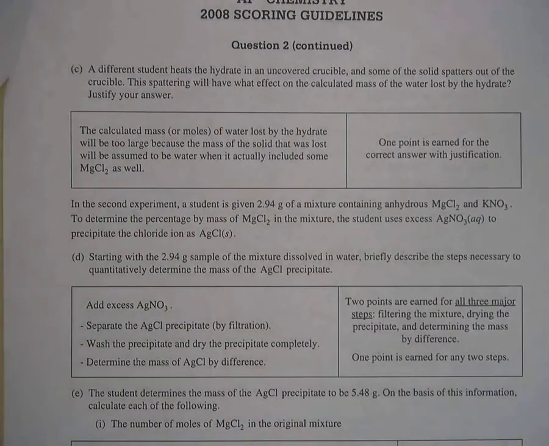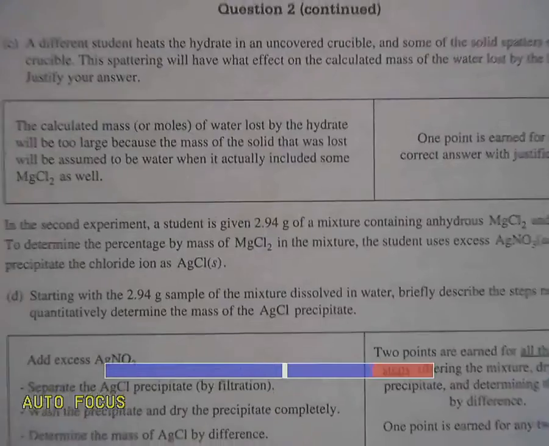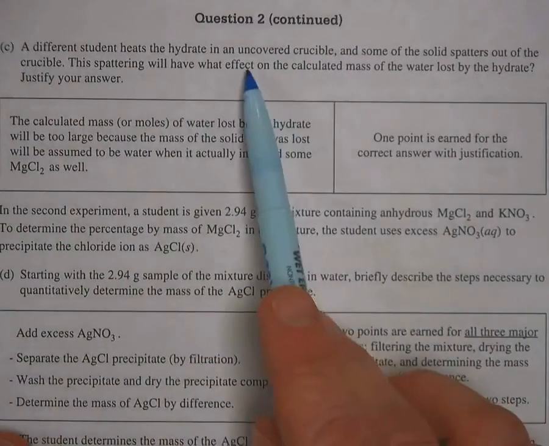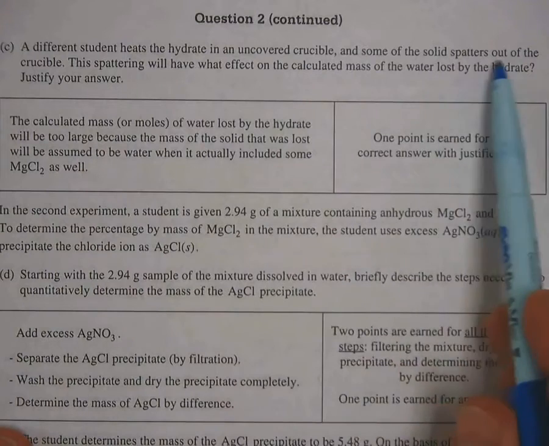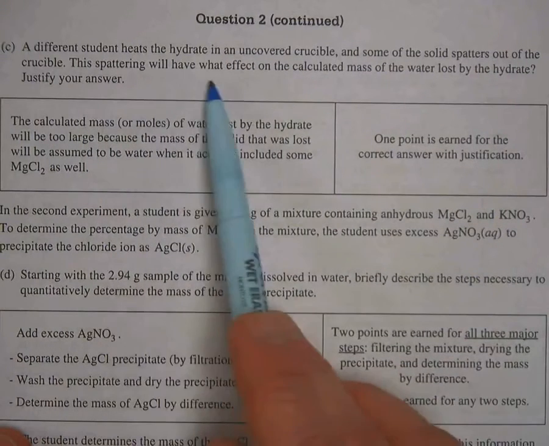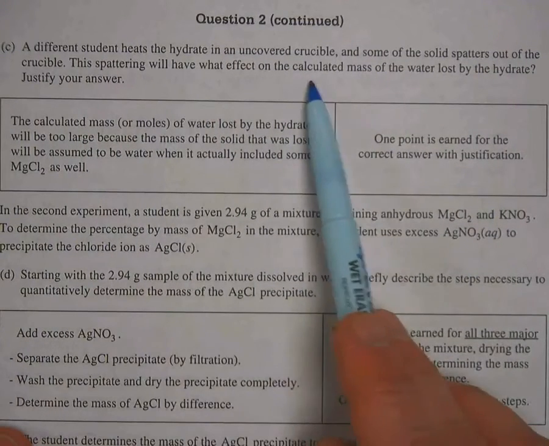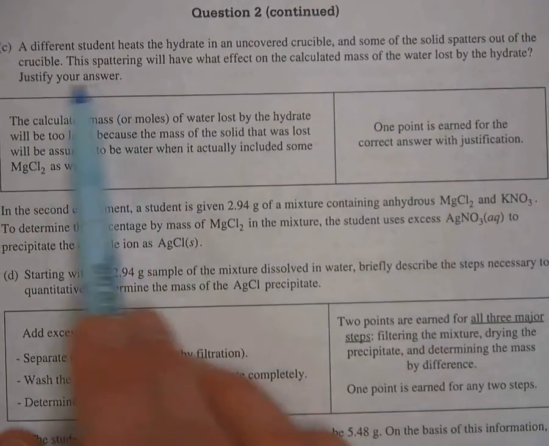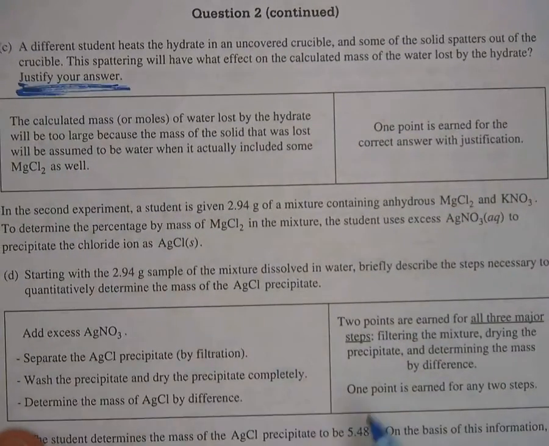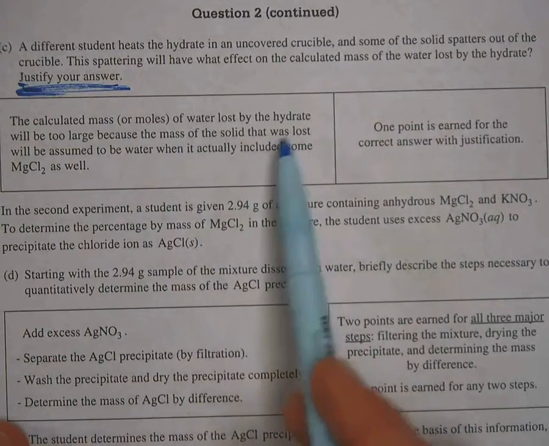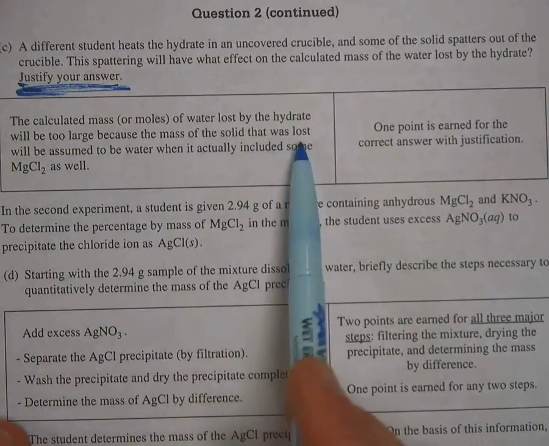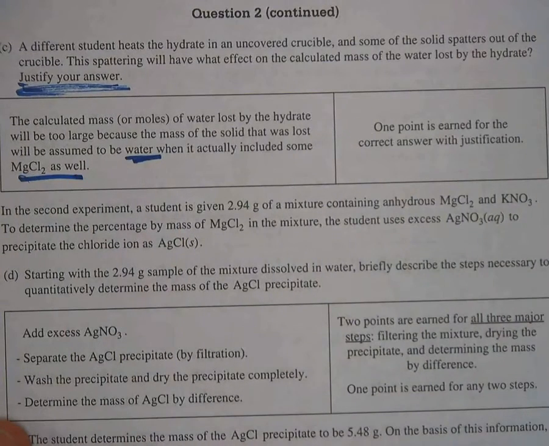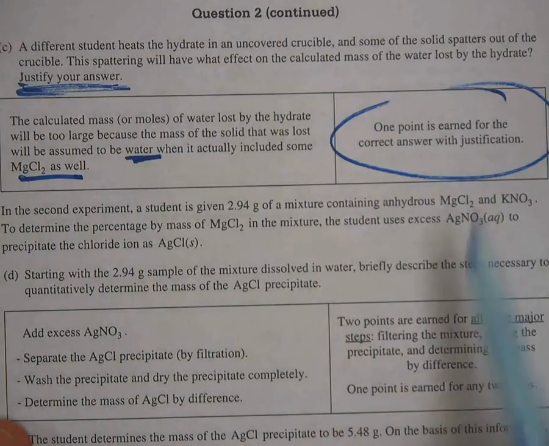Probably not like this, but some kind of lab question where I ask you some weird questions about what you do in the lab. A different student heats the hydrate in an uncovered crucible, and some of the solid spatters out of the crucible. This spattering will have what effect on the calculated mass of the water lost by the hydrate? Justify your answer. You know that they love that word. The calculated mass or moles of water lost by the hydrate will be too large because the mass of the solid that was lost will be assumed to be water when it actually included some MgCl2 as well. So 1 point for the answer and the justification.